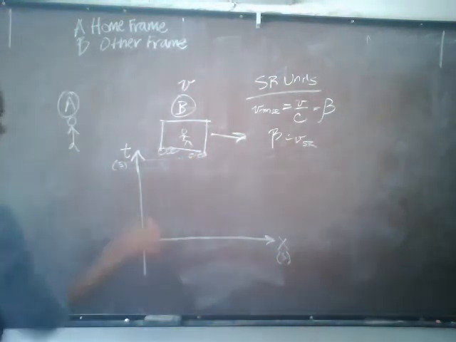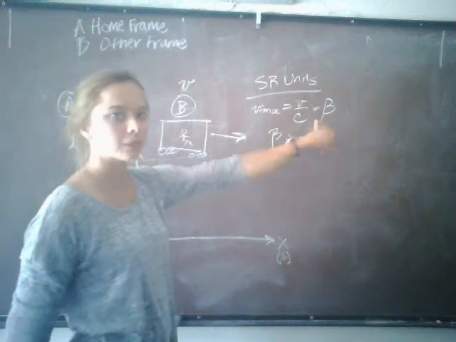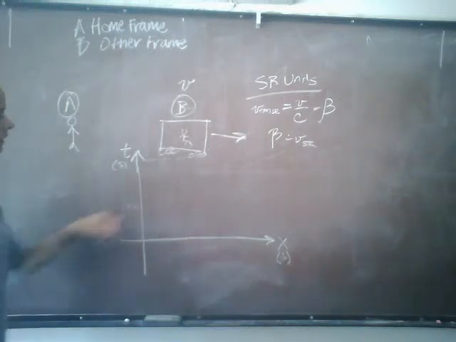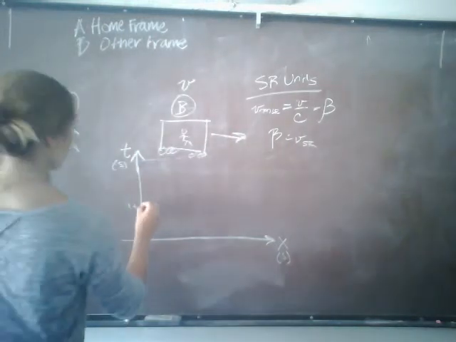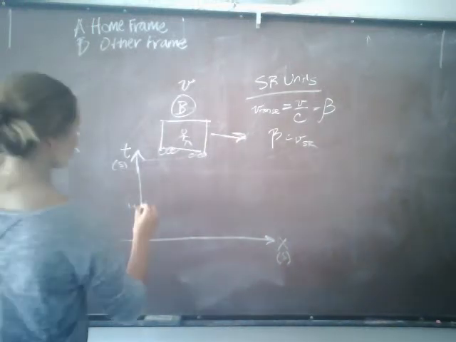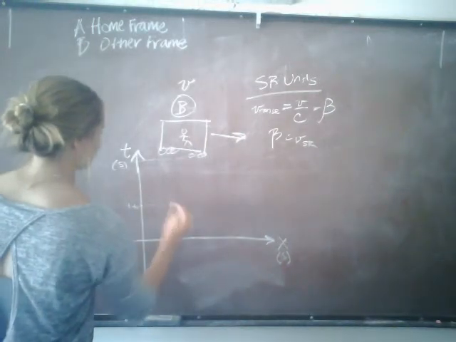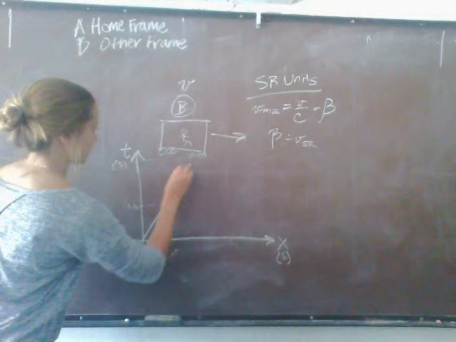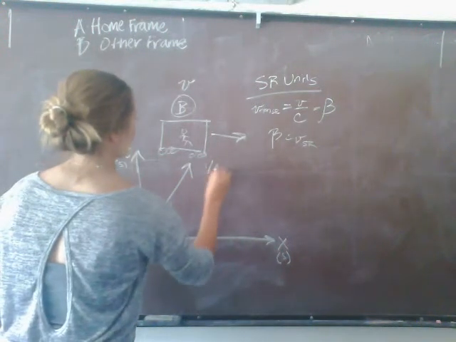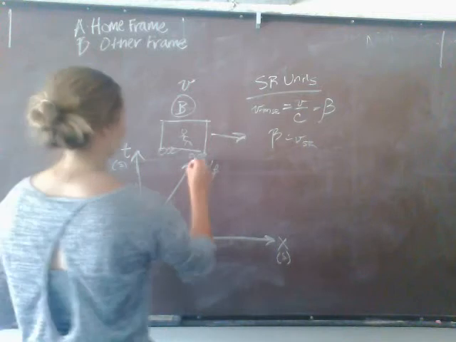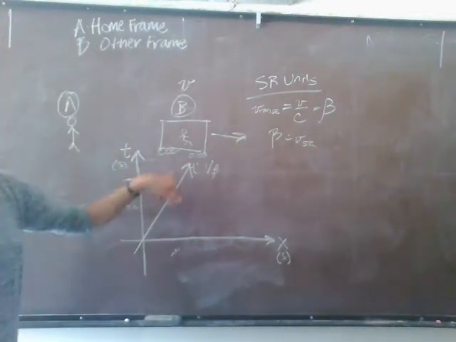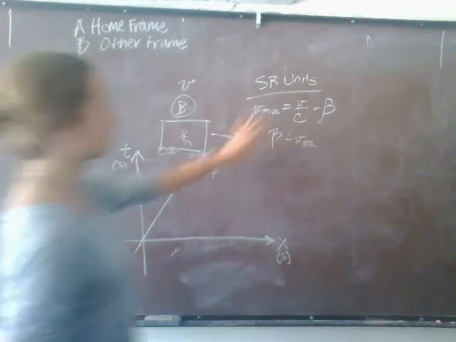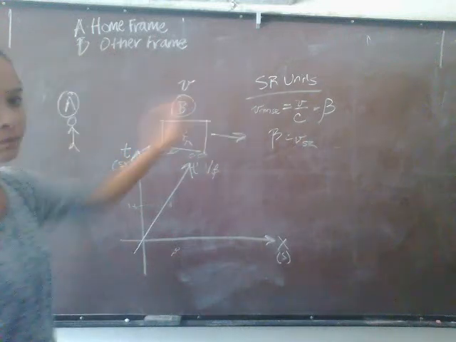Well, if B is moving at a velocity of beta away from A, we know per unit time, let's say this is a unit of time, that B is going to move a distance of beta away from that. So, if we move this over here, say this is beta, then we can draw this new line with the slope of 1 over beta, which we're going to call T prime. This new line is the T prime line, which is the time frame of the other frame.